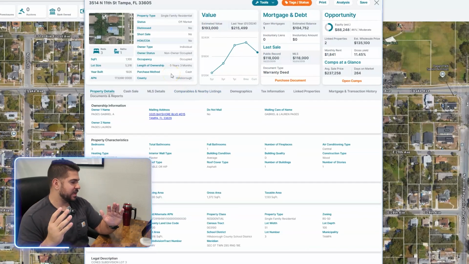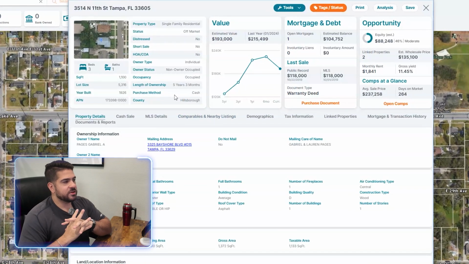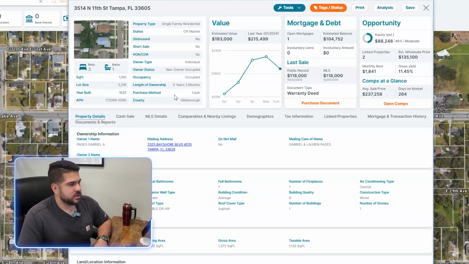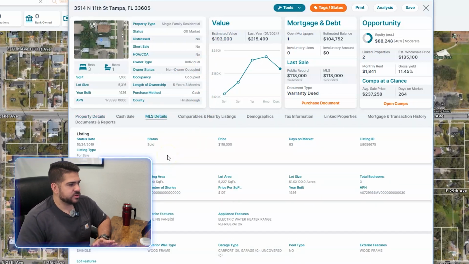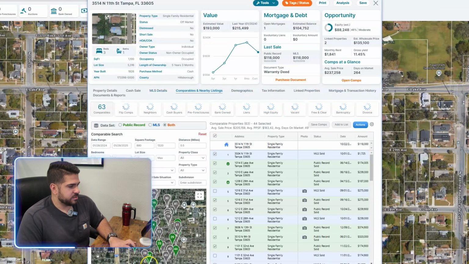All right, so let's just say we start with this property, right? It's in Tampa, Florida. It is 1,100 square feet, and the lot size is 5,300. Year built, all that good stuff, right? So PropStream gave us all the information. They also gave us the MLS tab, so it looks like the people bought it on MLS in 2019 for $118,000, which is extremely cheap nowadays, of course. That can't happen nowadays in Florida. That's not the case. But let's just talk about this, right?